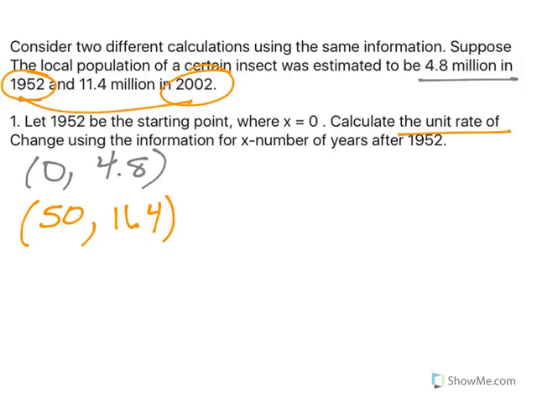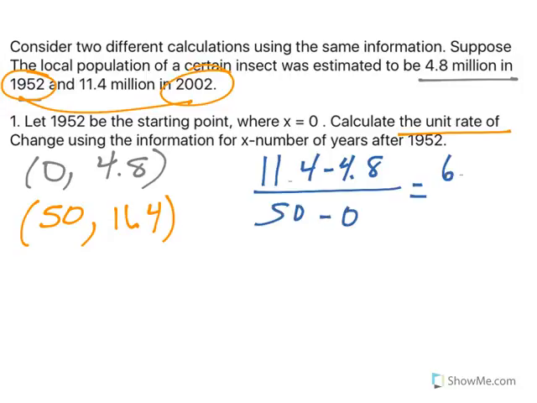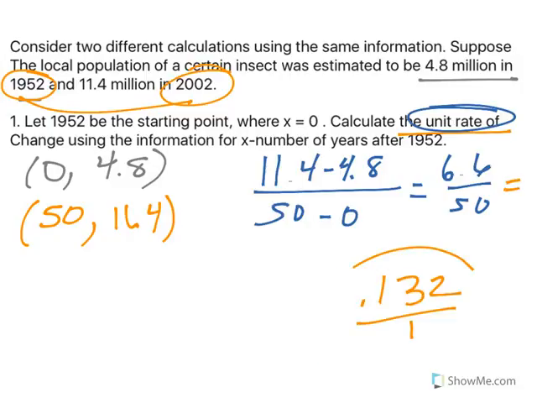So the unit rate would be, we're talking about slope. y2 minus y1 divided by x2 minus x1, and I get 6.6 over 50. Now they do say unit rate. Unit rate means they want a 1 on the denominator. So we divide, and I get 0.132 over 1. That means for every year between 1952 and 2002, the insect population increased 0.132 million. And it's million because both of these values are in million. Okay, so there's my slope.